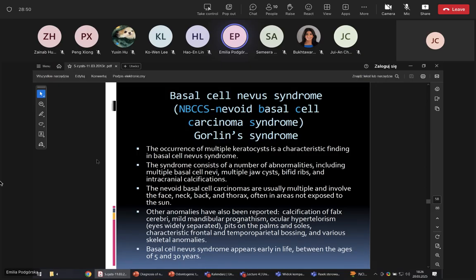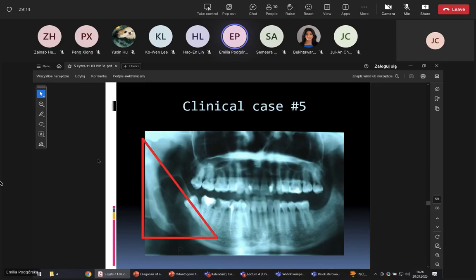Calcification of the falx cerebri, mild mandibular prognathism, ocular hypertelorism, eyes widely separated, pits on the palms and soles, characteristic frontal and temporoparietal bossing, and various skeletal anomalies. Basal cell nevus syndrome appears early in life, between the ages of 5 and 30 years.